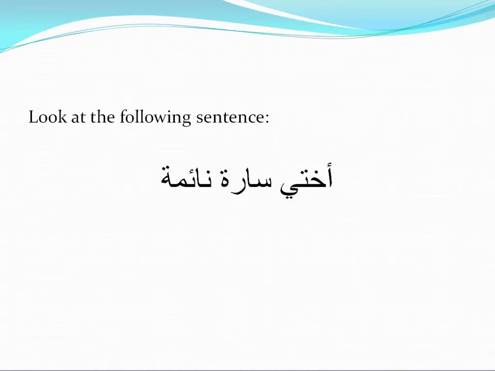Okay, here we have a sentence. أختي سارة نائمة. My sister Sarah is a something. Well, we can tell that this thing here is an active participle, a fa'il. Right? You recognize the pattern. We take the ta marbuta off it, and we get na'im. That further tells us that the root must be nama.